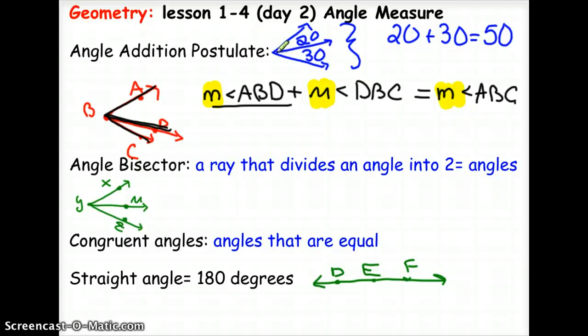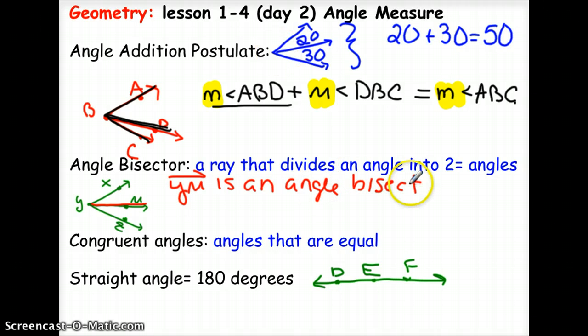In Sketchpad, when you analyzed angle bisector, you should have realized that when you have an angle bisector, it cuts the angle into two equal pieces. So I've already drawn angle XYZ with ray YM in the interior, and in my picture, ray YM is an angle bisector.